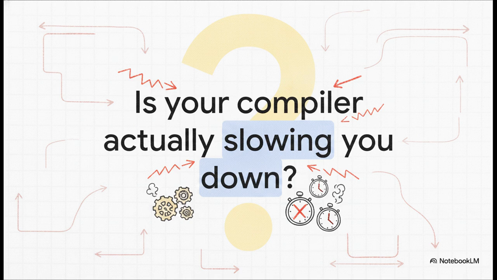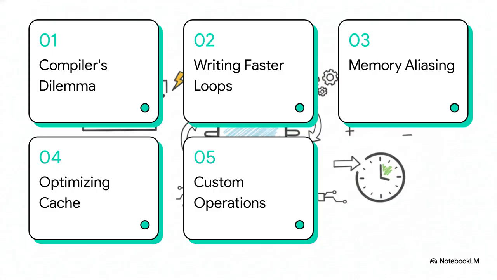physically be. But the truth? Well, an unguided compiler can actually introduce massive, hidden inefficiencies. It doesn't know your specific data, it doesn't know your ultimate intentions, so it just has to play it safe. Here's our roadmap for this explainer. We'll be looking at, 1, the compiler's dilemma, 2, writing faster loops, 3, navigating memory aliasing, 4, optimizing cache access, and finally, number 5, hardware and custom operations.